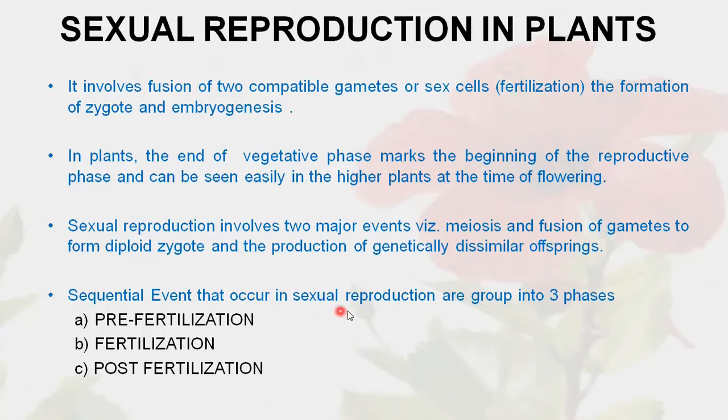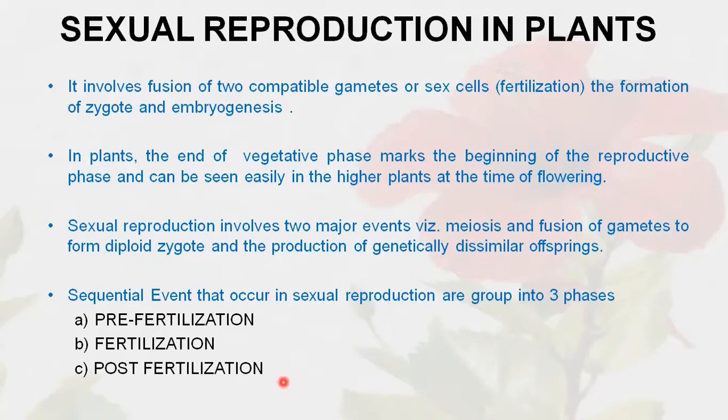Sequential events that occur in sexual reproduction are grouped into three phases: pre-fertilization, fertilization, post-fertilization. Pre-fertilization means the process before the fusion of male and female gametes. Fertilization means the fusion of male and female gamete to form zygote. Post-fertilization means after formation of zygote, seed formation will take place.